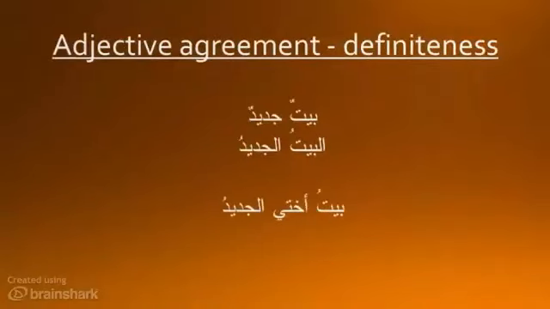If a noun is definite in any way, whether with L or any other definite marker, the adjective must also have a definite marker. So let's look at Beitun Jadidun, which is indefinite, versus El Beitul Jadidu. Notice both of these words have L. Beitu Ukhti El Jadidu. So here, although we don't see a definite marker on Beit, it's in an idafa with ukhti, so it's necessarily definite. It's the house of my sister, even though the article el is not there. And so jadid must be marked with el.